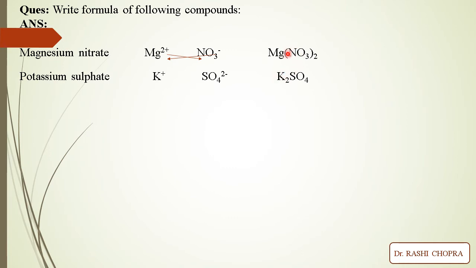Here there were two different types of atoms, that is why we have put a bracket. Okay, so the formula would be K2SO4.